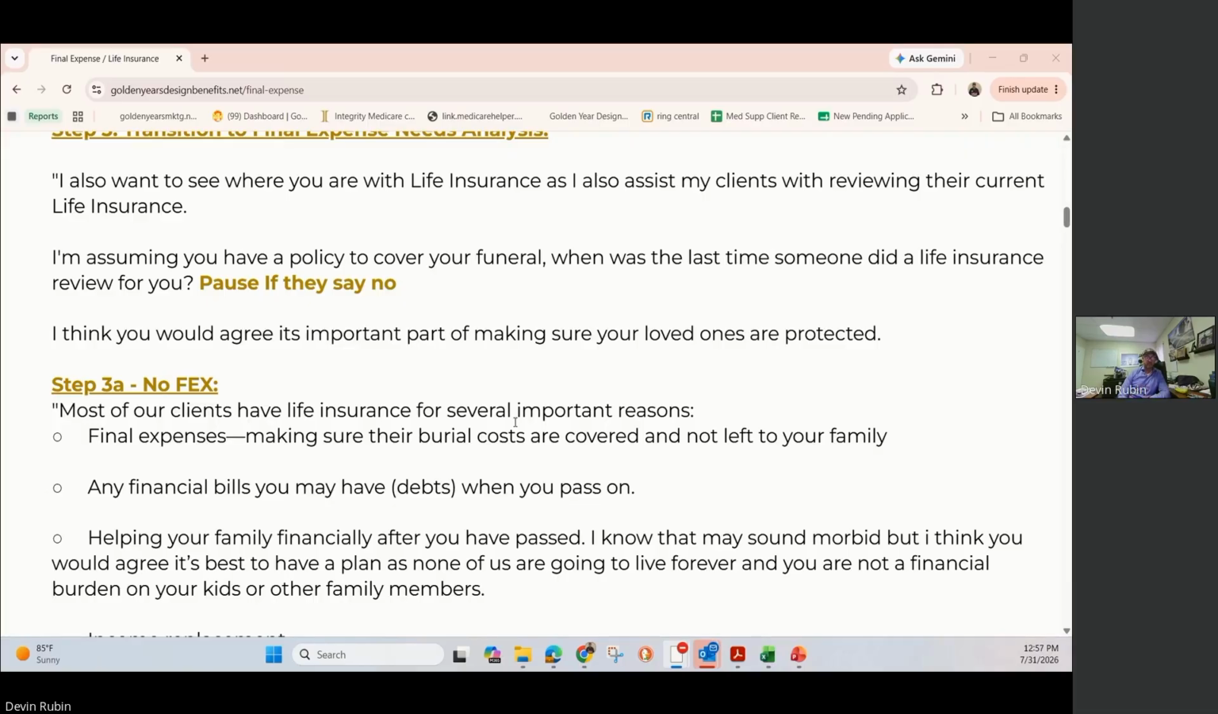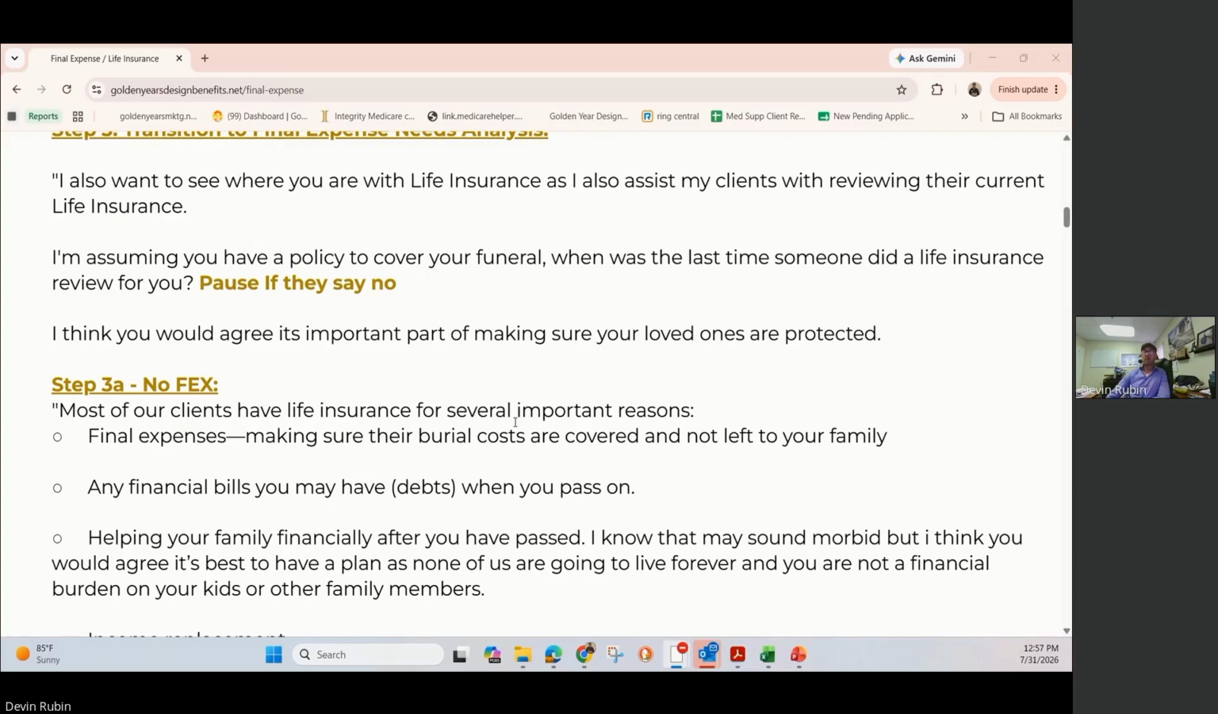So if they say they have life insurance, don't give up on the case. Just do a little bit of a deep dive and find out what they have, how much coverage it is, and what they're paying. You can't beat it. If they say, no, I don't have life insurance, then you're going to pivot and say, I think you would agree it's important to make sure your loved ones are protected.